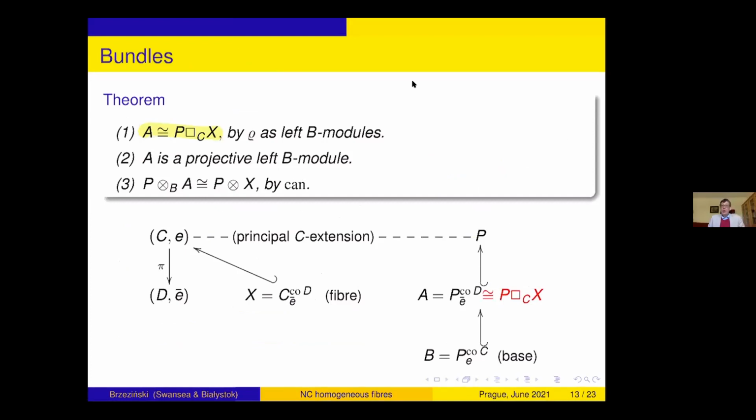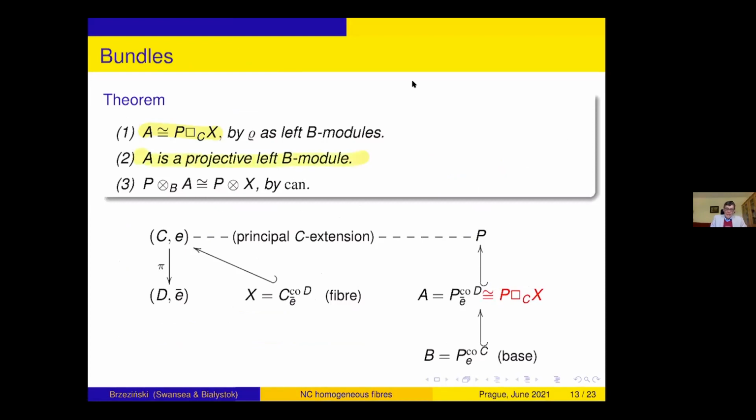It's just a left B module. That's what we know. And what we know now is that actually it is fibered by X in some sense. Because as a left B module, it's isomorphic to P, the total space of our bundle in the shadow, cotensor product with X.